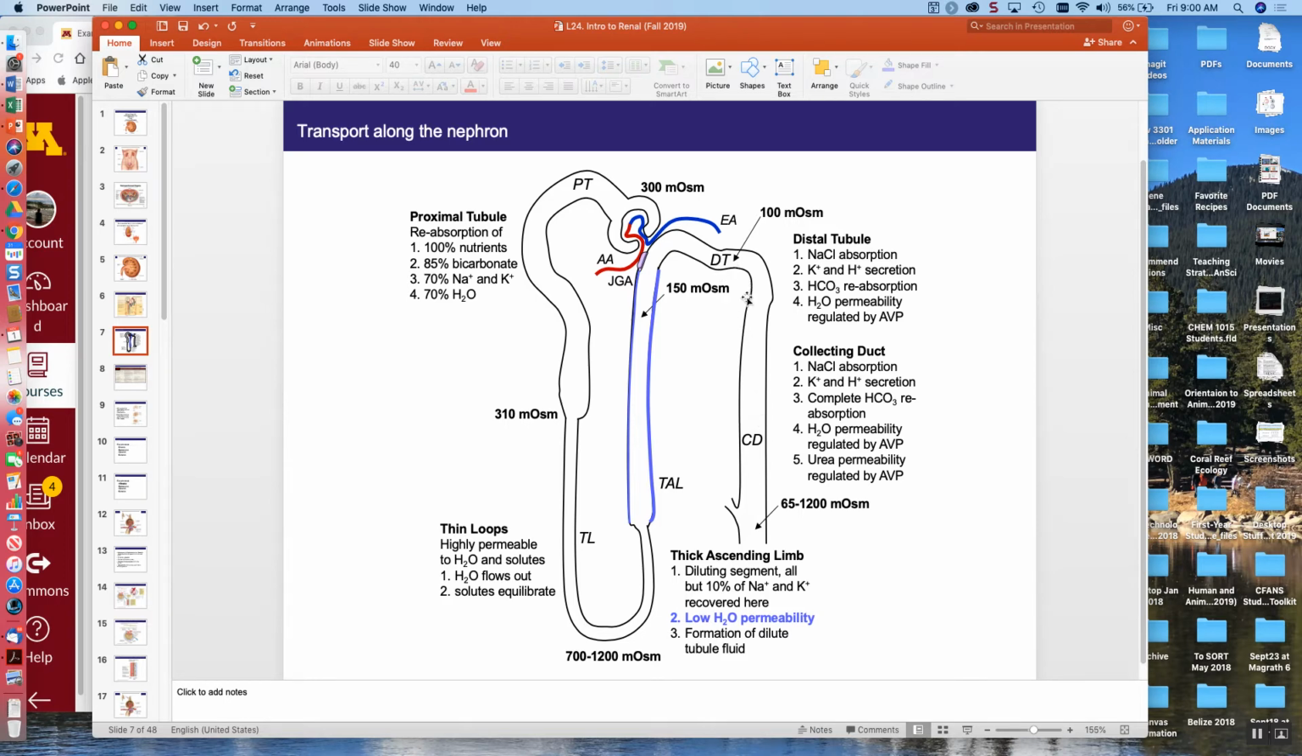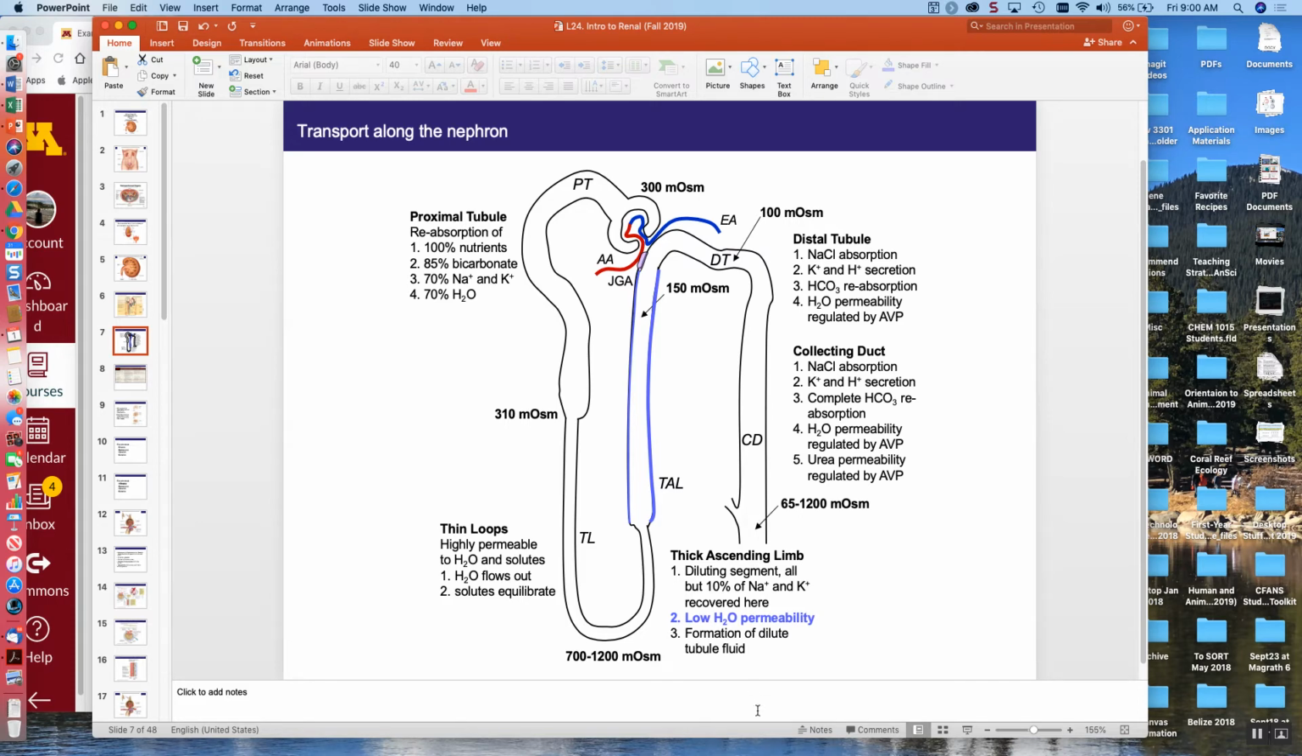But again, in the collecting duct, remember this is a common collecting duct. Lots of nephrons deliver their urine into a common collecting duct. Again, a lot of sodium chloride reabsorption happens here. Potassium, proton, acid secretion happens here, just like in the distal tubule. You get complete bicarbonate reabsorption, normally. And then regulation by vasopressin. Then the urine, now that it's been modified and delivered into the renal pelvis, then we can call it urine.